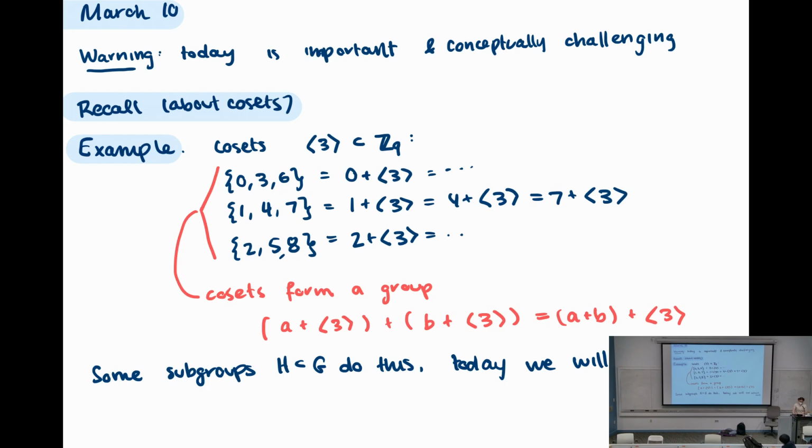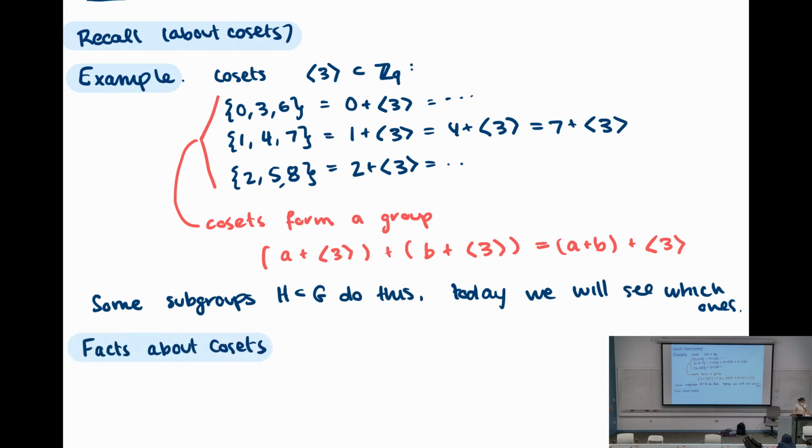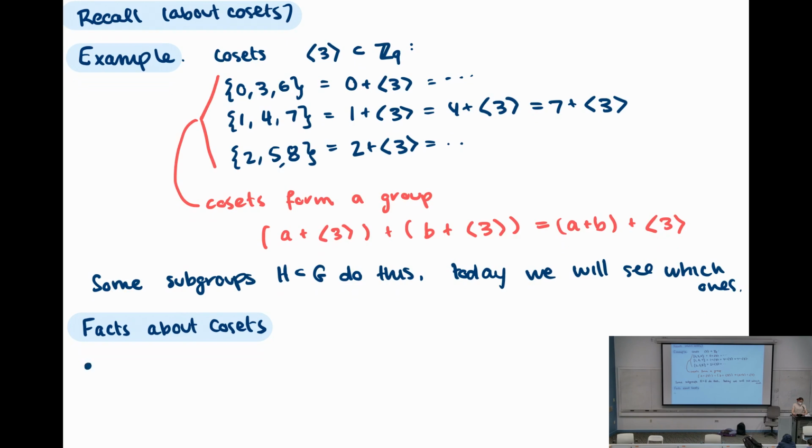Okay, so let's recall a couple of facts about cosets as well, just so that we have them handy. So we have already proved a couple of facts. So we know that, let H be a subgroup of a group G. Then we know that AH is equal to H if and only if A is an element of H.